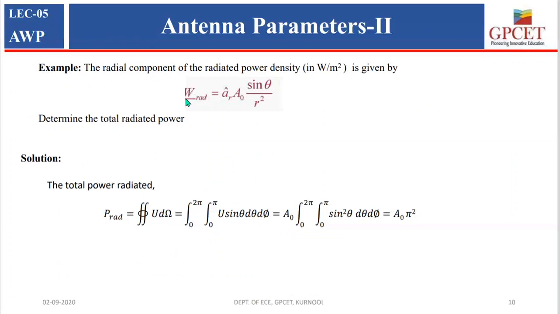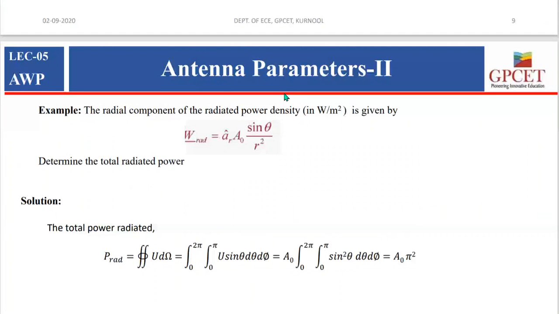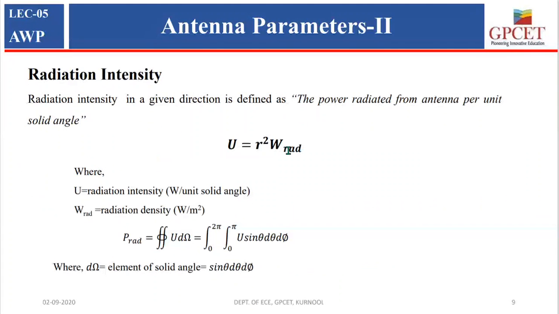Here in the problem, the radiated power density is given. From this radiated power density, we can calculate the radiation intensity. To calculate the radiation intensity by using the radiation power density, we must multiply this radiation power density with r square. Here you can see in the definition, the radiation intensity is equal to r square times the radiation power density.